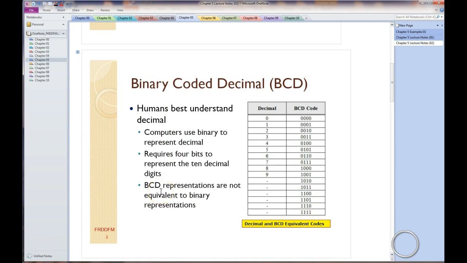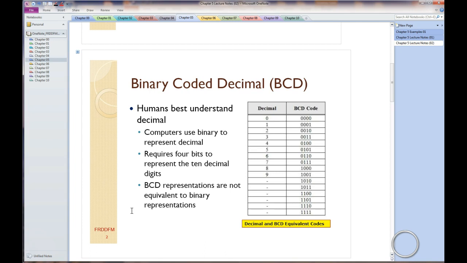We as humans are very good at understanding decimal, while computers understand binary. Inherently, we're always translating back and forth between what the computer wants and what we understand. One of the primary ways to do this is with binary coded decimal. As the name says, we're developing a special binary code to represent the decimal digits. Remember, there are 10 decimal digits, 0 through 9.